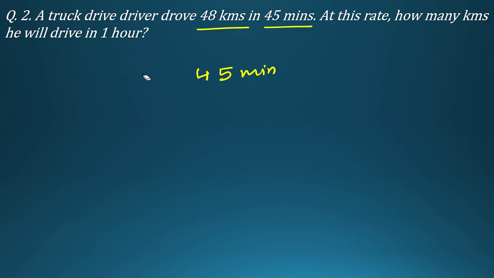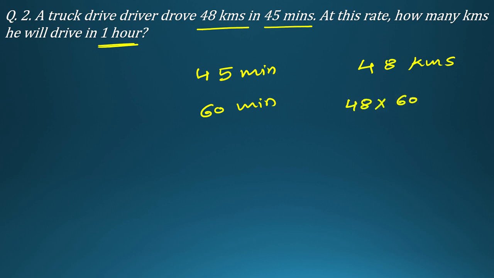So I am writing the distance after the time. So 48 kilometers. Okay. Now in 1 hour, how much distance will he cover? So 1 hour means how many minutes? 60 minutes. So in 60 minutes, he will cover more distance. So for more, what will you do? You can do it by the unitary method or you can do it directly also. Whatever you want, you can do. Okay. So I am doing it directly. So 48 multiplied by 60 divided by 45.